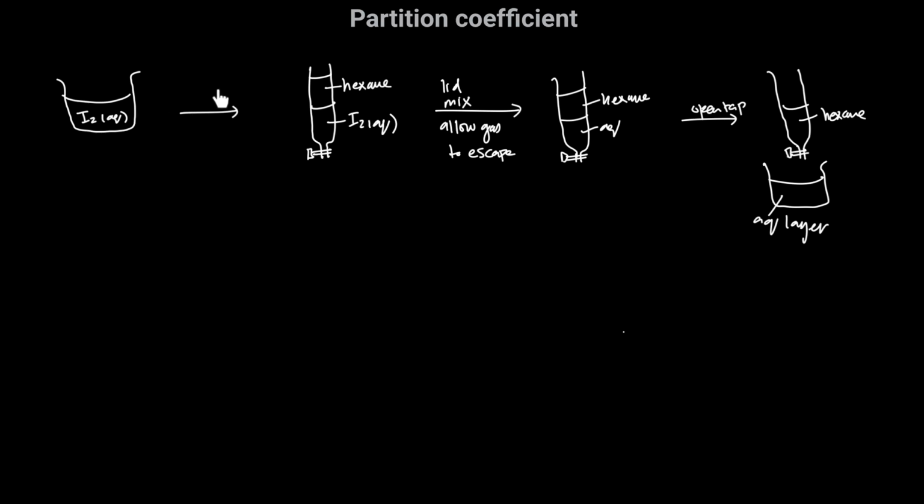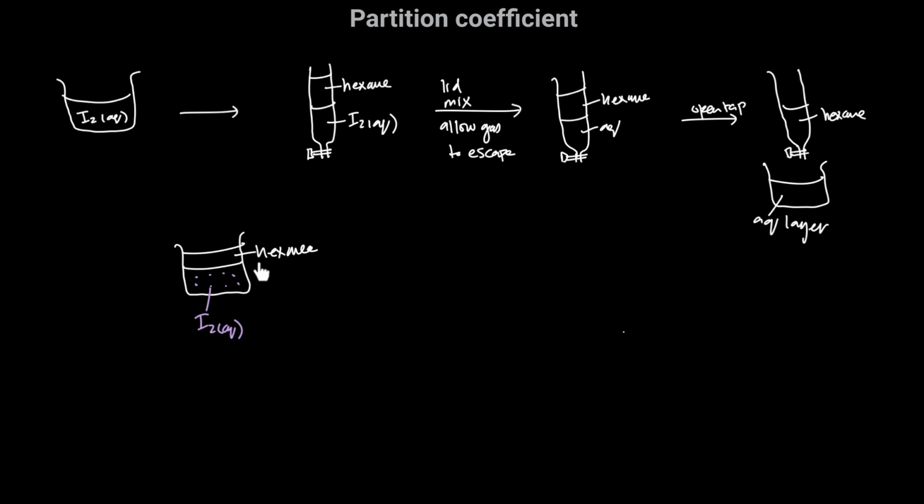If you want to look at a more detailed diagram, you can look at your notes. Now to understand what's happening here, let's look at the same iodine in a beaker again. Here we have aqueous iodine in a beaker, and I'm going to use this to represent the aqueous iodine. This is my solute, iodine aqueous. And I'm adding hexane.